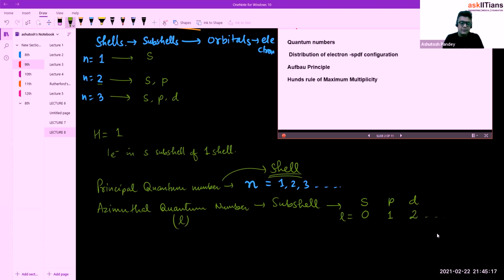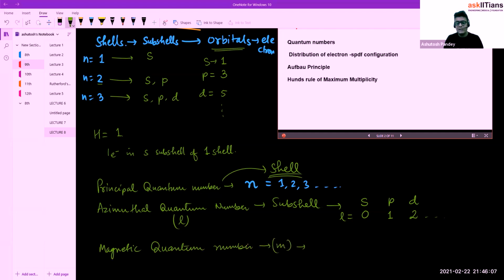Then we have the third quantum number. But before that, let's learn something about orbitals. So s subshell will have one orbital, p subshell will have three orbitals, d subshell will have five orbitals, and so on. 1, 3, 5 like this. Then f will come and f will have 7 orbitals like this. Now the third quantum number is the magnetic quantum number, which is represented by m, and which is going to tell us in which orbital the electron is present.